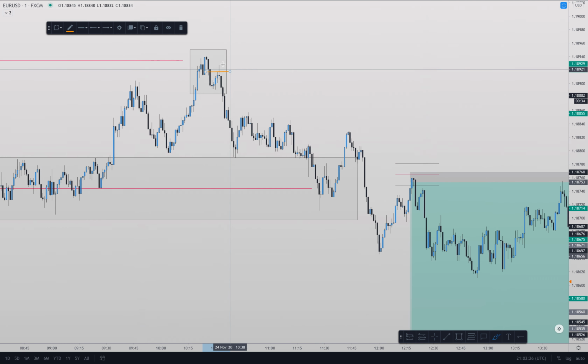Possible trades was here. I missed this one. Another trade was here. I missed this one, and then the last trade I would have taken was here, and I missed that one.